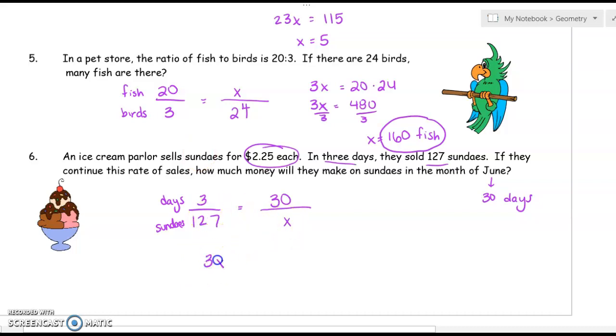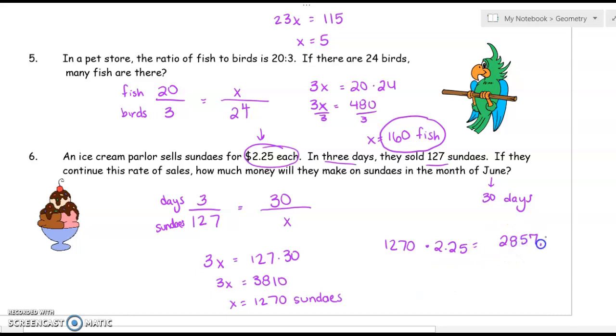So we've got 3 times x, or 3x, equals 127 times 30. 127 times 30 is 3,810, and then you divide both sides by 3. You're going to get 1,270 sundaes. So that's how many sundaes they sold, but they want to know how much money they're going to make. And since they are $2.25 each, you just do 1,270 sundaes times $2.25 each. You're going to end up with $857.50 that they made for the month of June on sundaes.